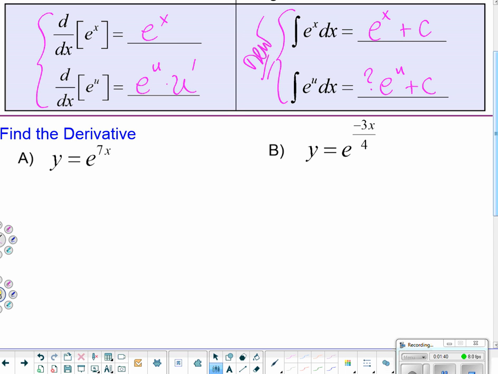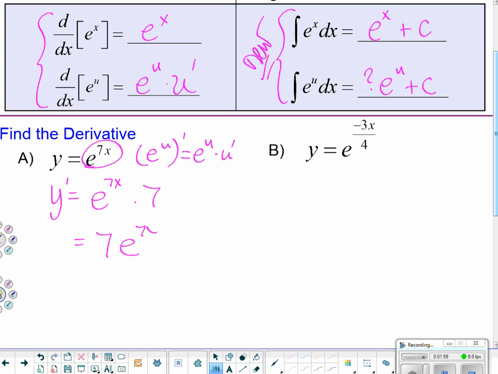So just the quick derivative work, y prime equals. Well, it is the e to the u type of pattern. So I know that's going to be an e to the u prime. So e to the 7x times the derivative of the exponent gives me 7. Writing it nicely, I get 7 e to the 7x.